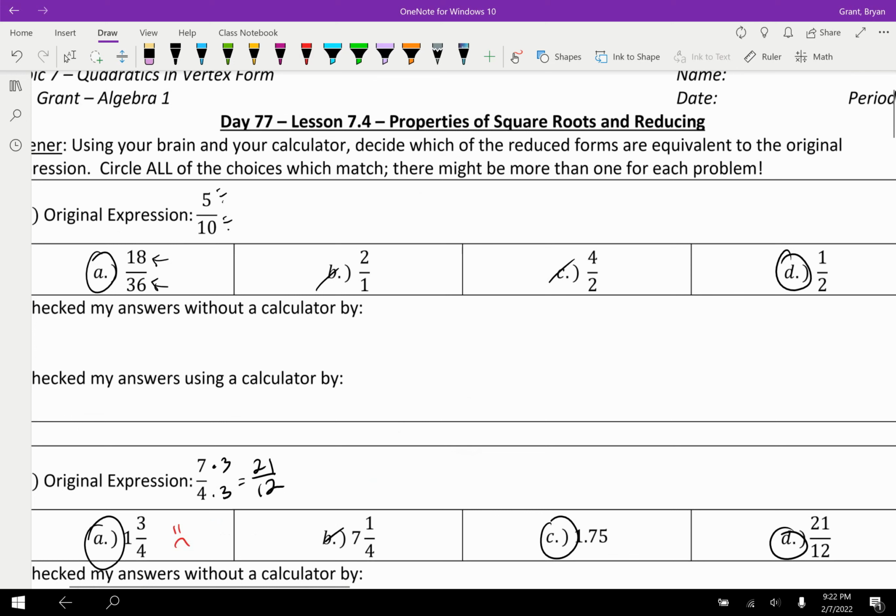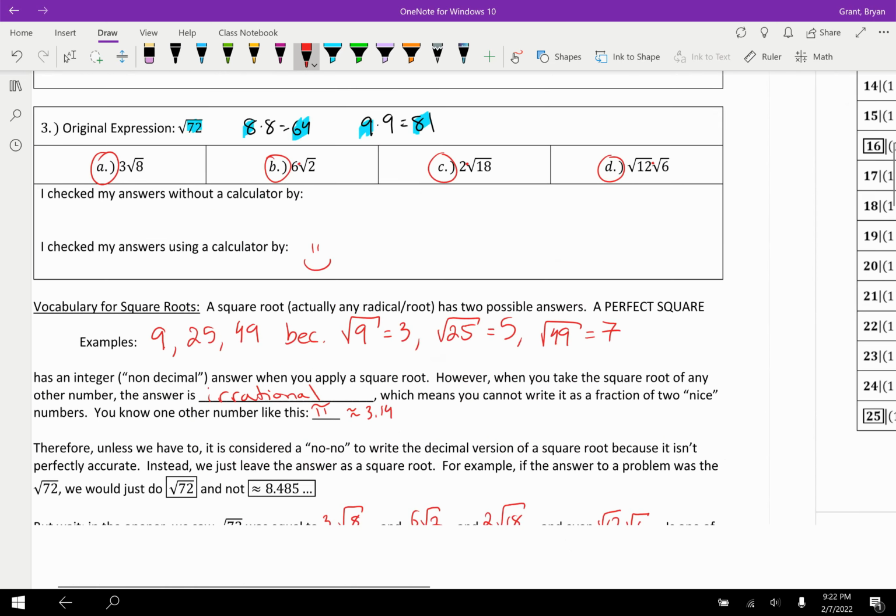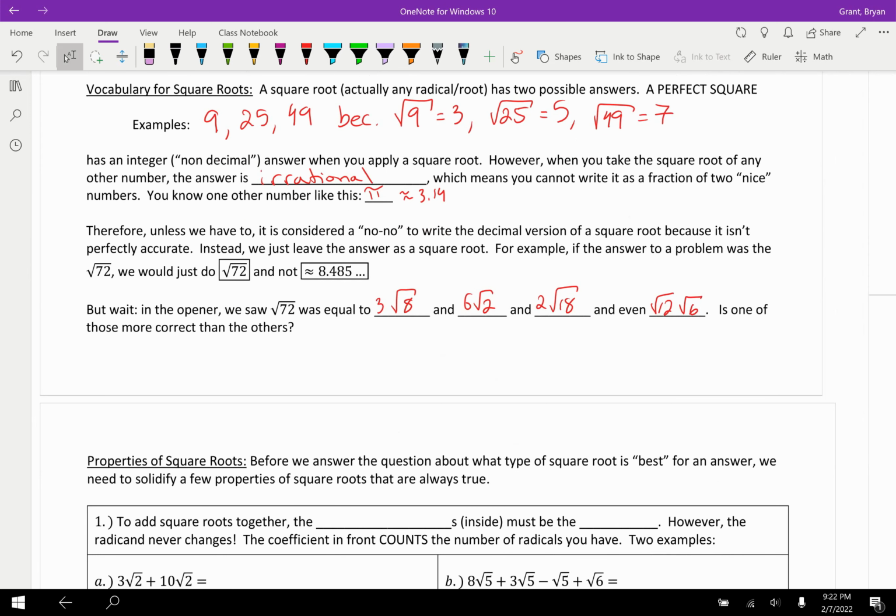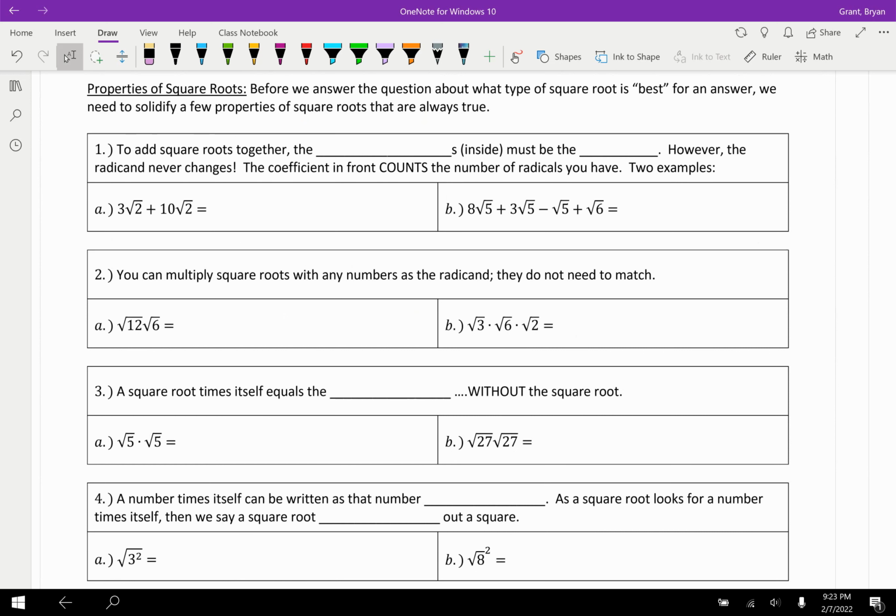We had this fraction 5/10 up here. Between 5/10, 18/36, and 1/2, is there an answer your teacher might prefer? So in order to answer the question of A, is one of these 5 answers better than the other, and B, how do we get to those 5 answers, we're going to have to go back to some properties of square roots first. Each of these properties below are always going to be true about square roots.